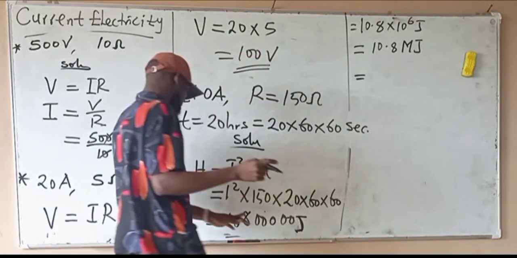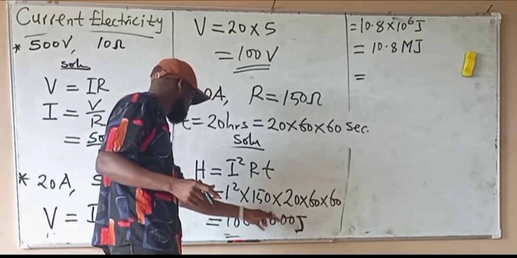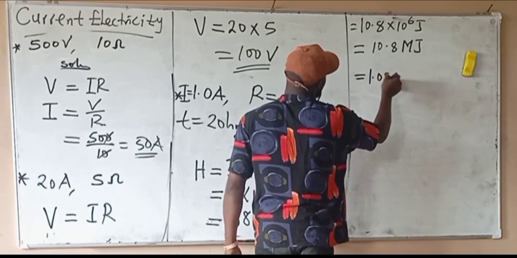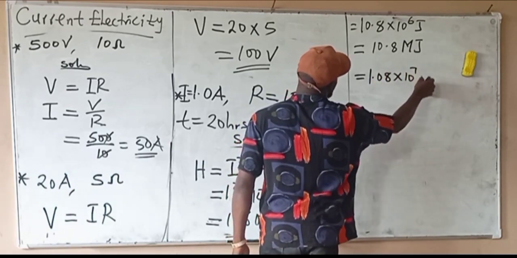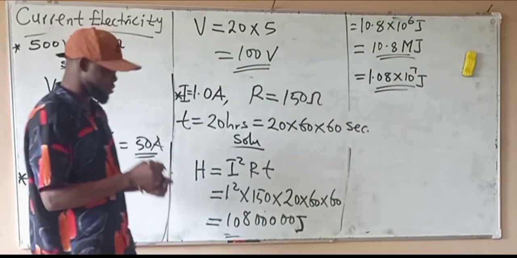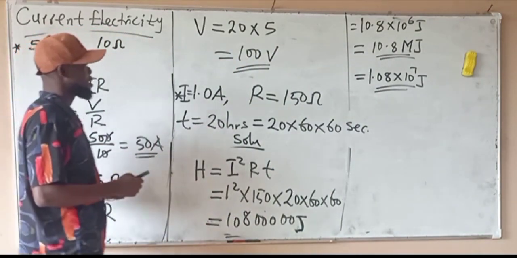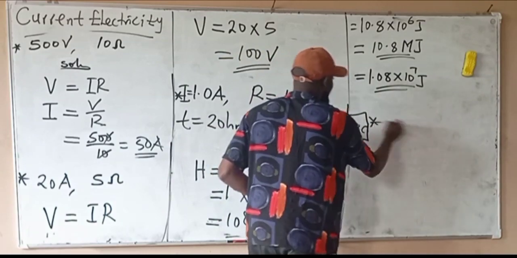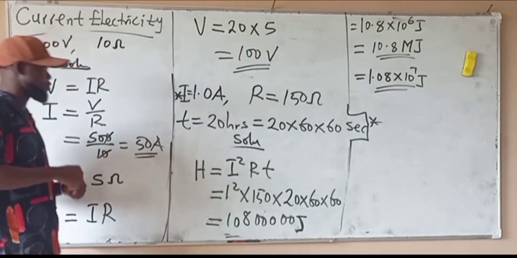Or you can just move the point 1, 2, 3, 4, 5, 6, 7 places to standard form. It will be 1.08 times 10 to the power 7 joules. This can also be the answer. As simple as that. Very, very simple.